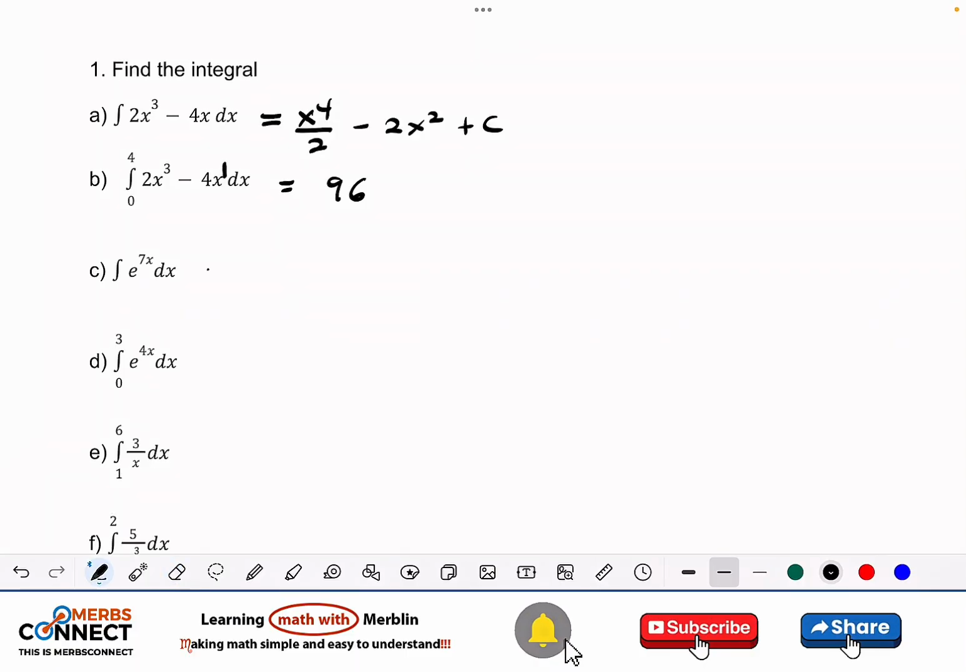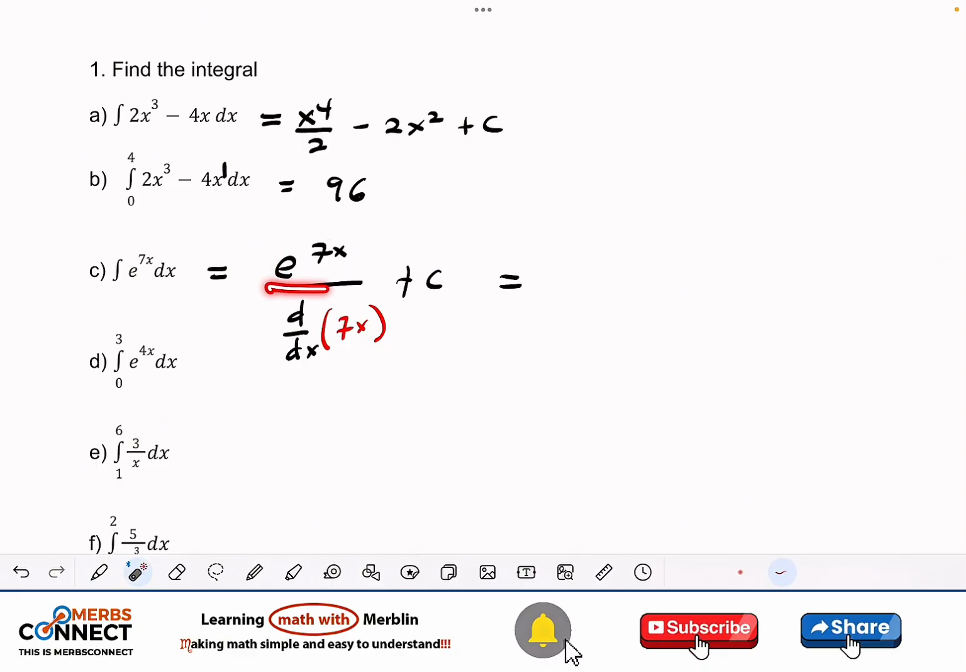Third one, we know how to integrate an exponential function. So we are saying that we maintain the function, right, and divide it by the derivative of the top. What is the derivative of the top? The derivative of the top function is 7x. Then I'll add my constant, plus c, right? So remember, when we're doing differentiation, we maintain the function, then you multiply it by the derivative of the top. But this one, because it's integration, we are going to divide it by the derivative of the top.